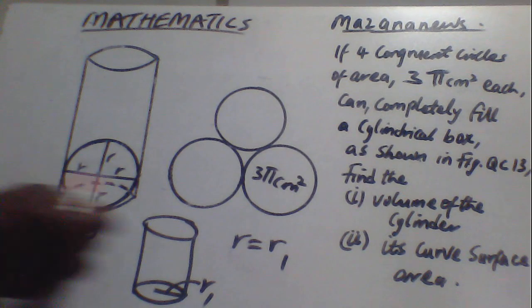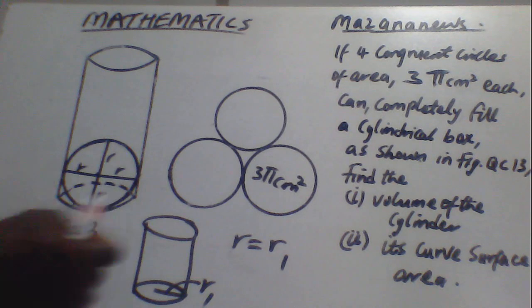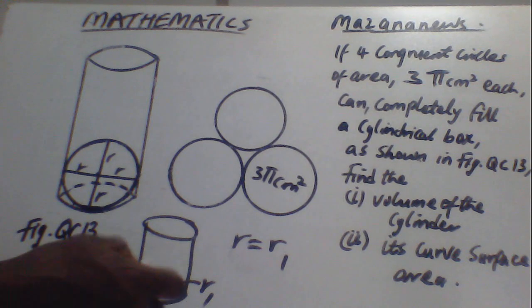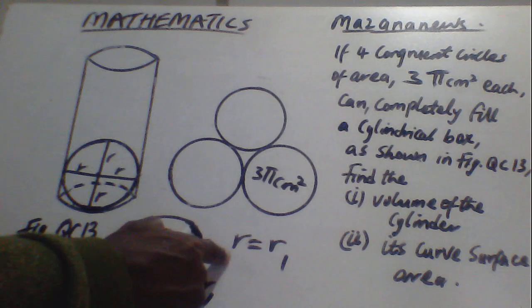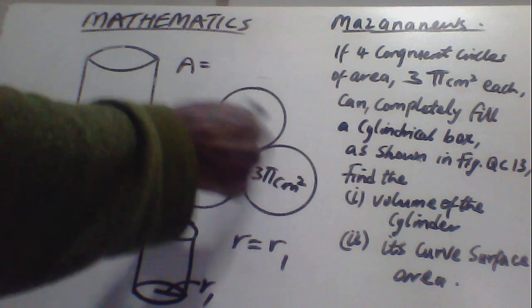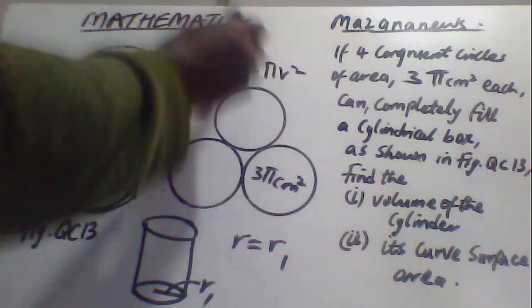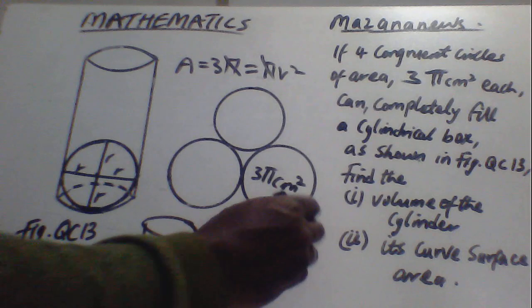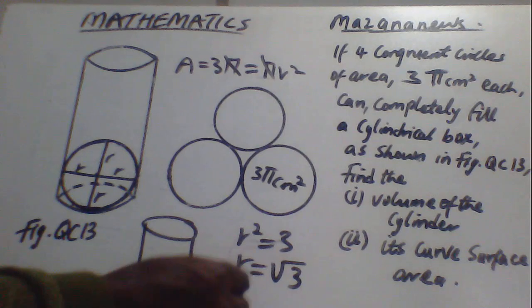This is because it touches, and because it touches, the center of this circle is also the center of the base of the cylinder. In that case, we can use this idea to find the value of r, given that the area of this circle is 3 pi, and this is equal to pi r squared. So we can cancel pi, and we have r squared equals 3. That gives us r equals the square root of 3. In that case, r1 is also the square root of 3.